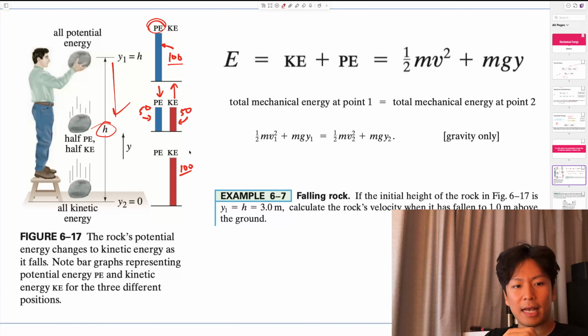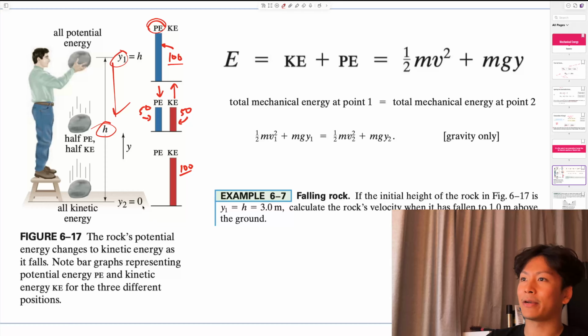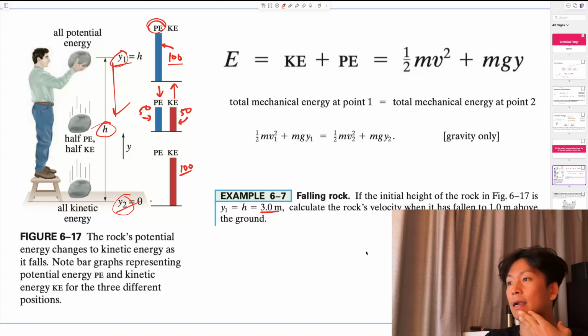And so that's useful because now I can do some maths with it, right? Because I can say, well, the total mechanical energy at point 1 has to be equal to total mechanical energy at point 2. So at this point here, I can calculate my mechanical energy. At this point here, I can also calculate my mechanical energy. So let's give it a try. As it says here, initial height of 3 meters, and it wants me to calculate the rock's velocity when it has fallen to 1 meter above the ground.